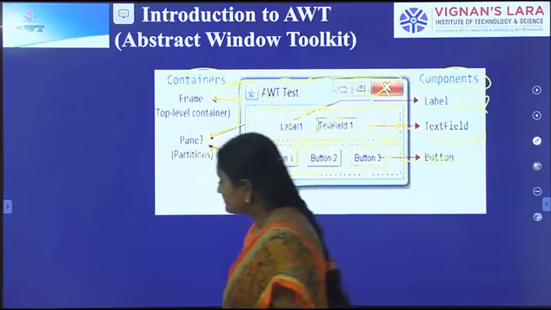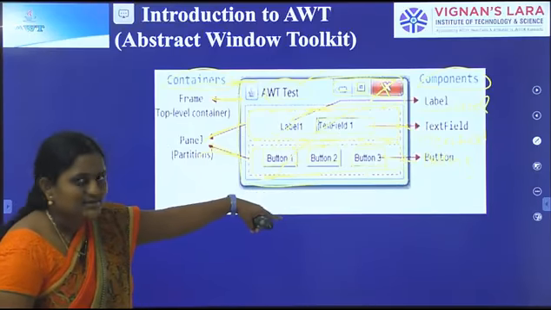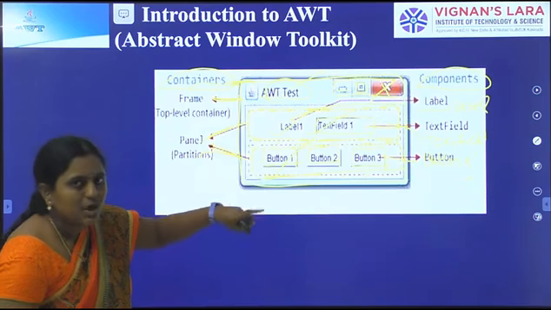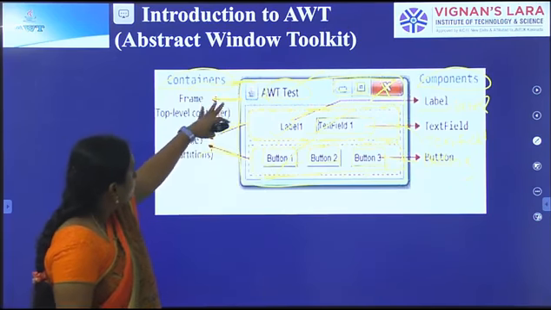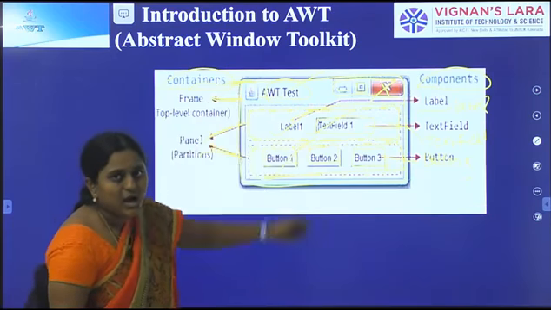Next, these are all GUI components like label, text field and buttons, which we can place within the container. Here this border is a container. It is like a screen where we can add the components.